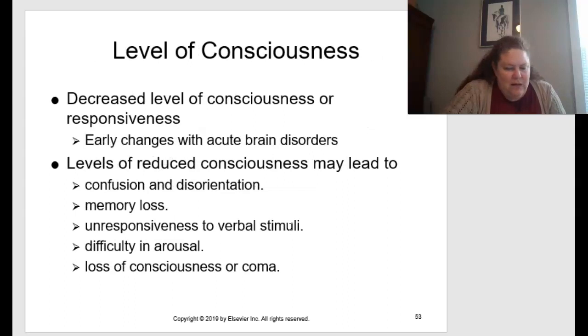So what about our level of consciousness? So again, this is on page 338. We have decreased level of consciousness or responsiveness that can occur, and these are early changes that are often noticed in acute brain disorders. There are levels of reduced consciousness, and these may lead to confusion, disorientation, memory loss, unresponsiveness to verbal stimuli, difficulty in arousal, or loss of consciousness or a coma.